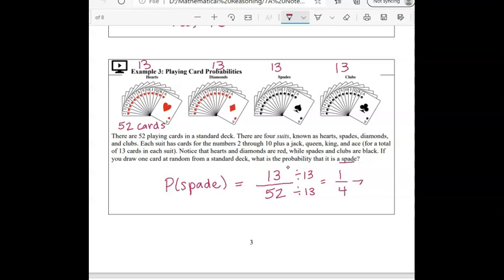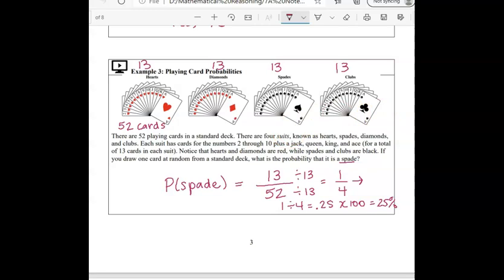And remember, if we want to talk about the percentage, we would divide those and say 1 divided by 4 is 0.25, times 100 would give you your 25%, which makes sense. I mean, I've got 4 stacks of cards, so it would be roughly 1 out of 4 that I'm going to draw a spade.